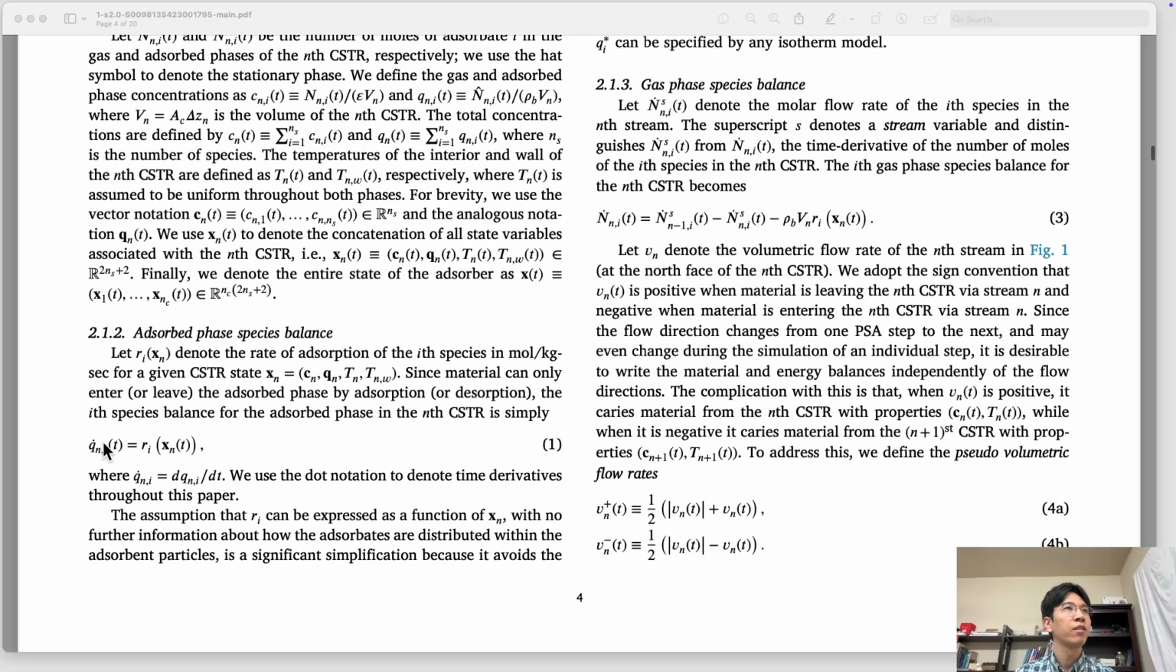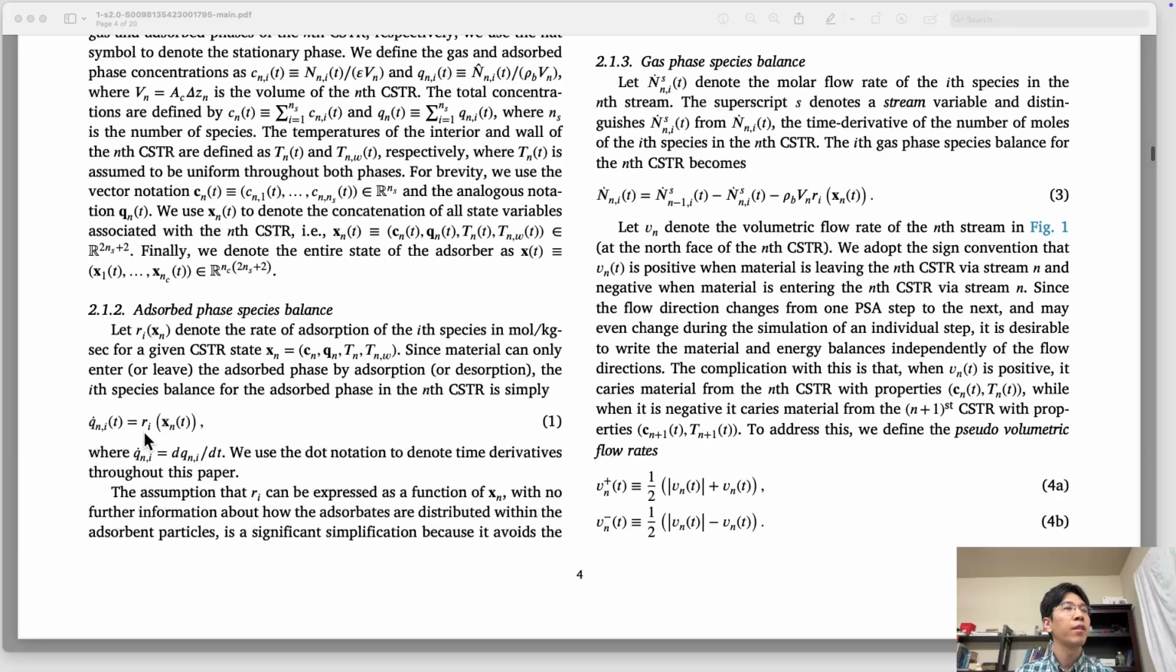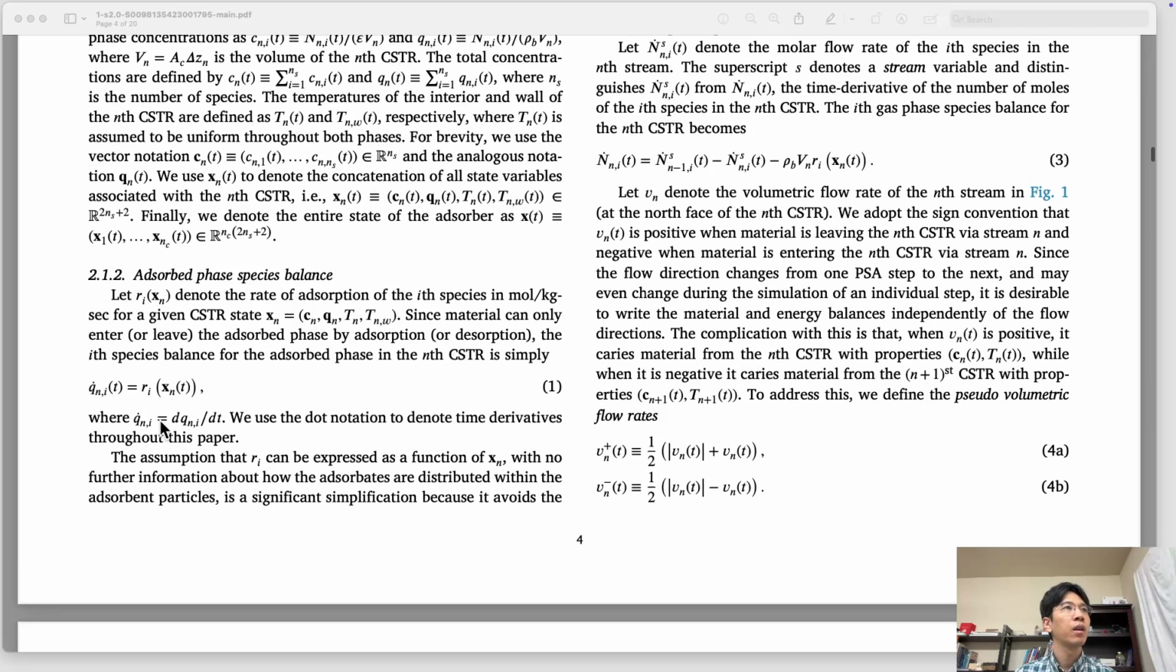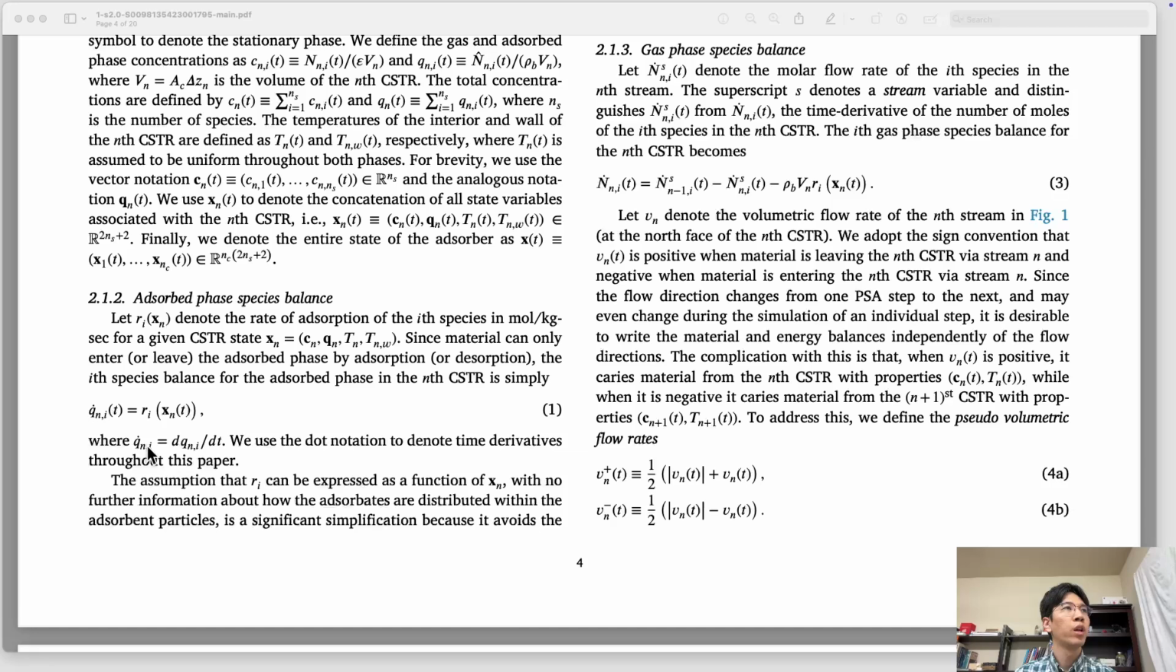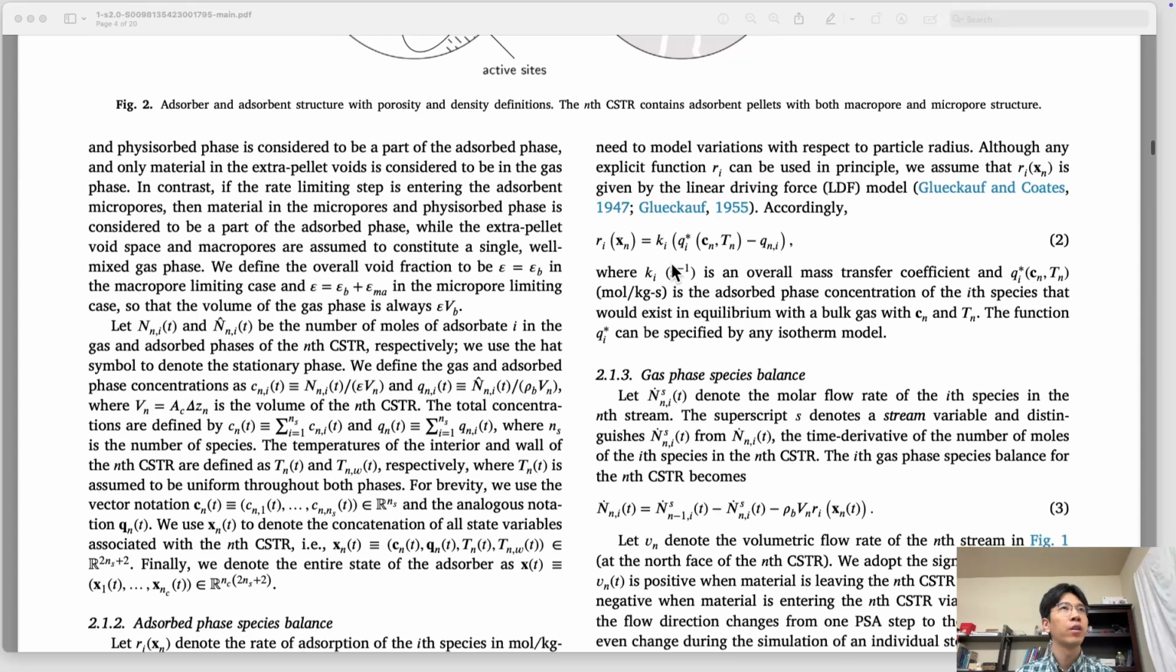So this left-hand side stands for the rate of change in the adsorbed phase concentration of species i in the nth CSTR, right? It is a function R_i of state variables in that CSTR. So basically, we're saying that the rate at which this adsorbed phase concentration changes is a direct function of the state in that CSTR. Typically speaking, we have the dependence of this rate expression on the states expressed as a linear driving force, as shown here.